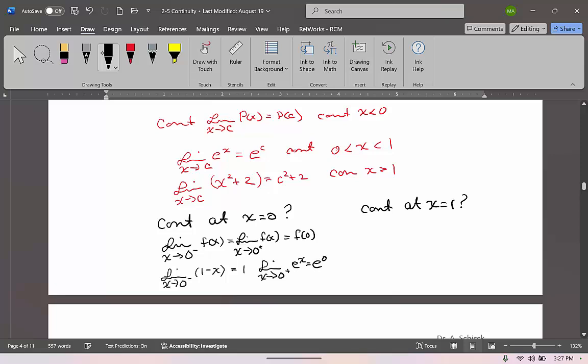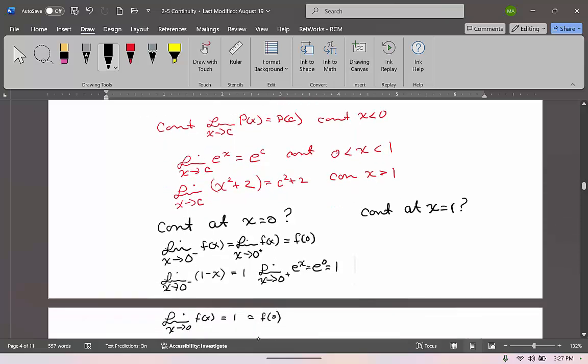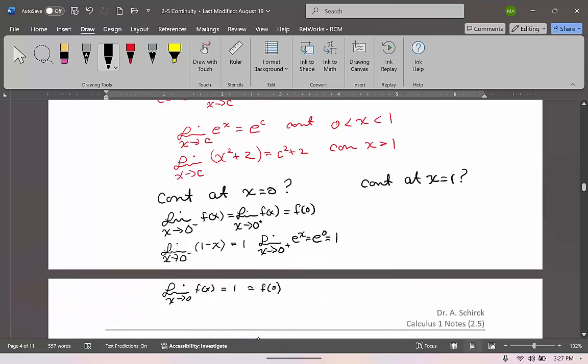Which is also equal to 1. Okay? So basically we have that the limit as x approaches 0 of f of x is equal to 1, and this equals f of 0, because f of 0 is e to the 0, which is also equal to 1. All right, so we have that it's actually continuous at x equals 0. Okay?